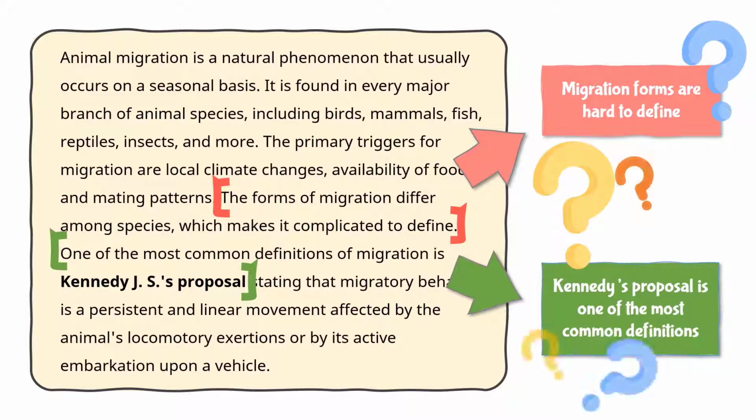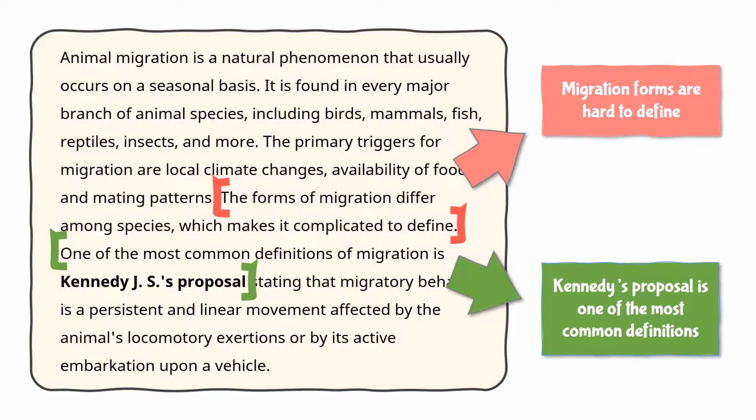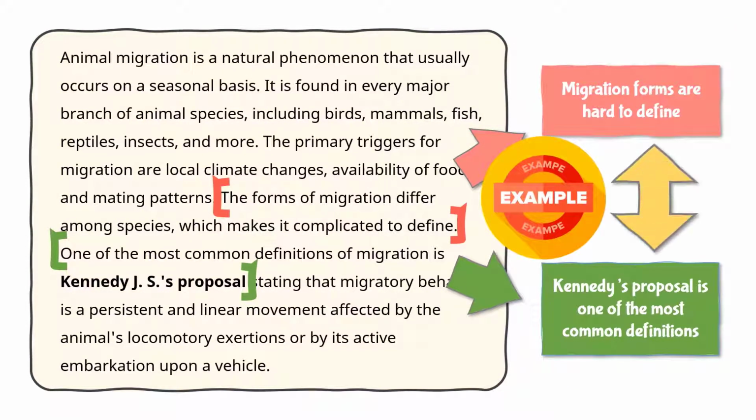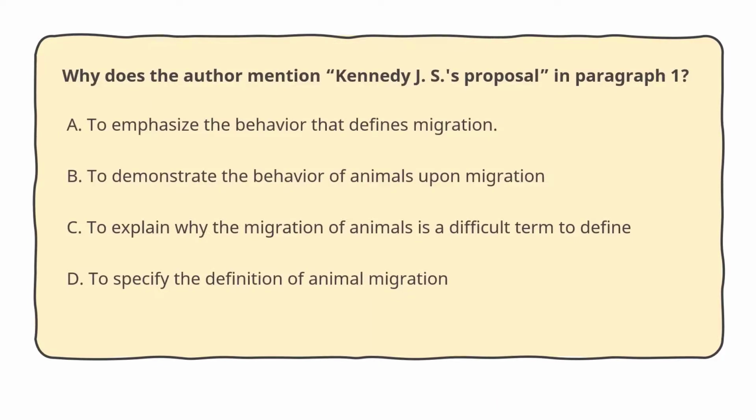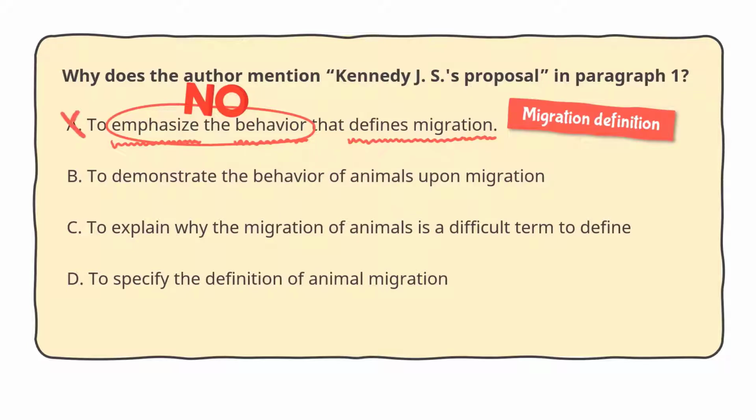Why does the author mention candidate's proposal? Because it's the example to define migration forms. Now go check the answer choices. A. Emphasize behavior defines migration. No, because it doesn't emphasize behavior. It emphasizes migration definition. So A is wrong.